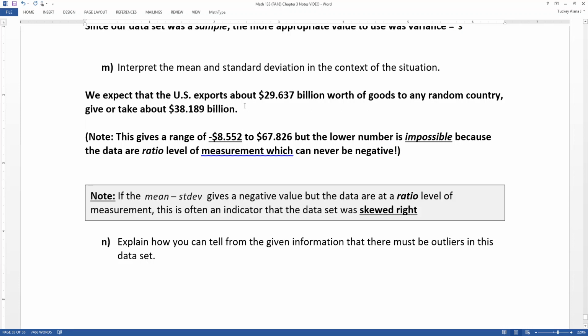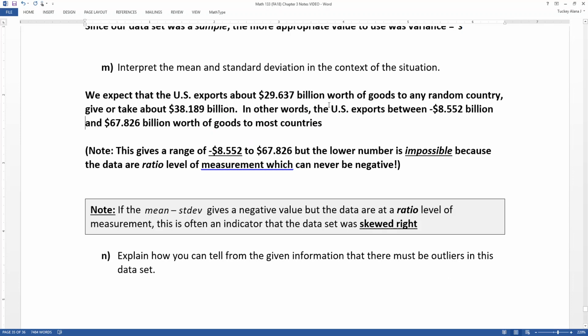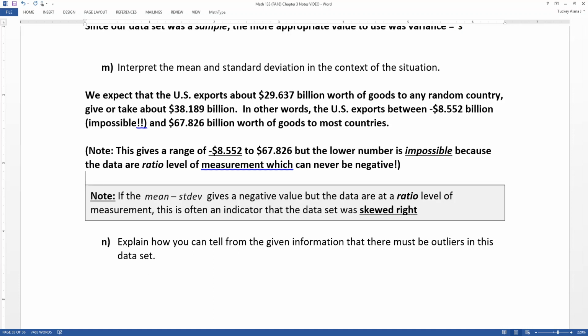So it doesn't mean that you don't write this interpretation. You'd say most countries are between these two values right here. In other words, the U.S. exports between negative 8.552, which is impossible, and $67.826 billion worth of goods to most countries, right? Let me just put impossible next to that negative one because we all know that that's not possible. And that's a sign that the data set was skewed right. Not skewed negative, skewed positive, as a matter of fact.